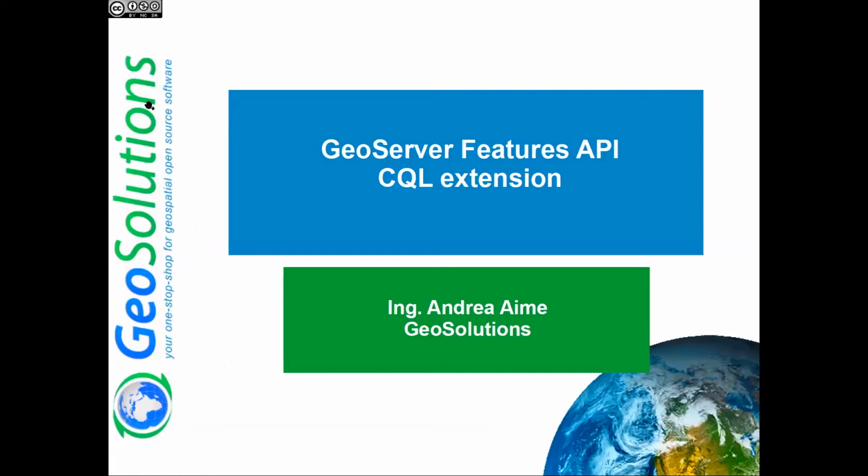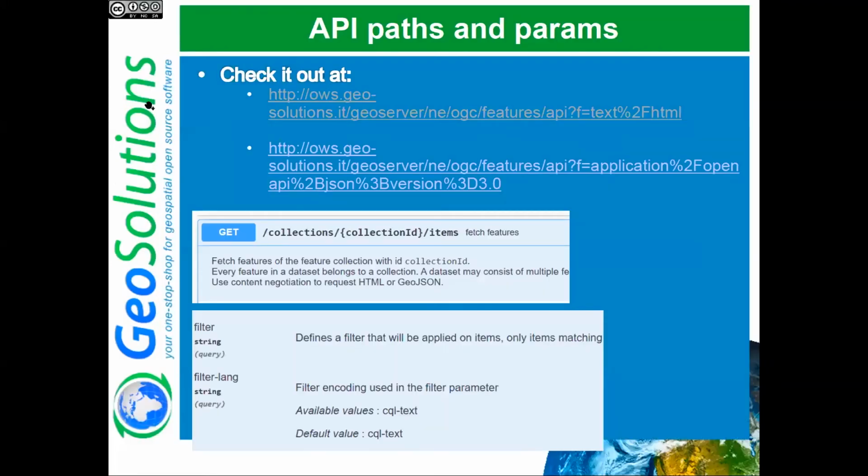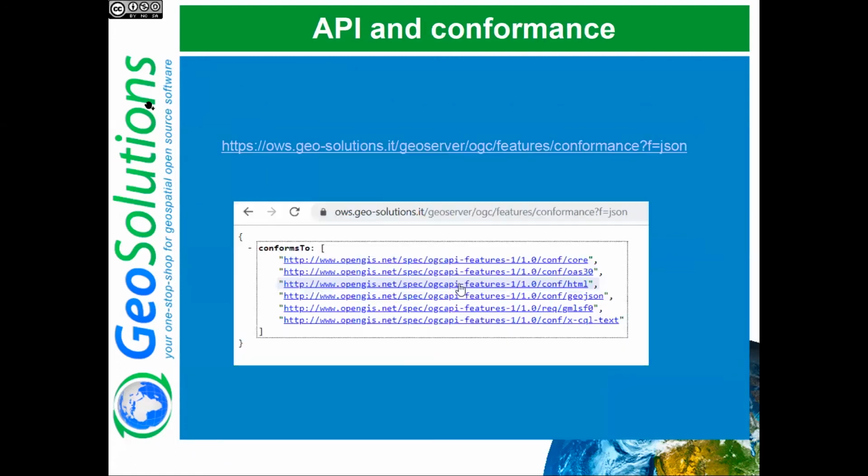Right, so just have a quick look at the API. The API has been extended with the filter and filter-lang parameters. And all the links that you have here are live, so you can check them out. That server is redeployed a number of times a day based on the latest nightly build of GeoServer, so it might be off a few times a day.